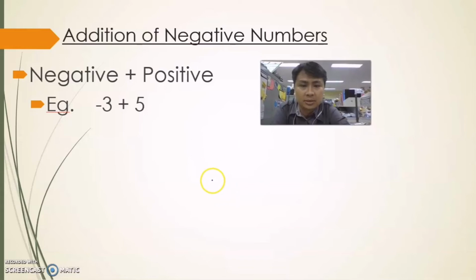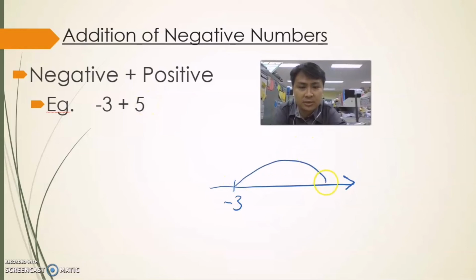Alright, so I can draw a number line. I start off with negative 3, so I'm going to write negative 3 on my number line. Plus 5 means I move to the right, so I will add 5 units to the right. In between I have 0. So from negative 3 to 0, how many units do we have? We have 3 units.